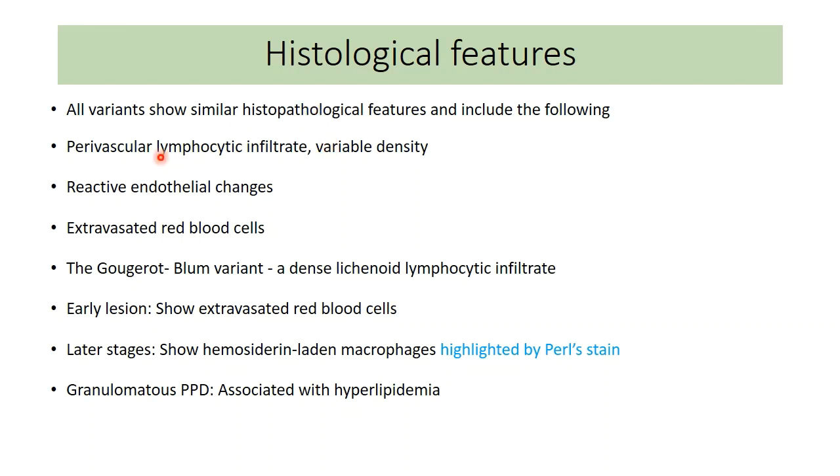All these subtypes of PPD show similar histopathological features. Those are perivascular lymphocytic infiltrate of varying density, reactive endothelial changes, extravasated red cells, and in case of lichenoid variant will show band-like lymphocytic infiltration in the upper dermis. The early lesions will show extravasated RBCs, and the later lesions will show hemosiderin-laden macrophages, which are highlighted by Perls stain. Granulomatous PPD is associated with hyperlipidemia.